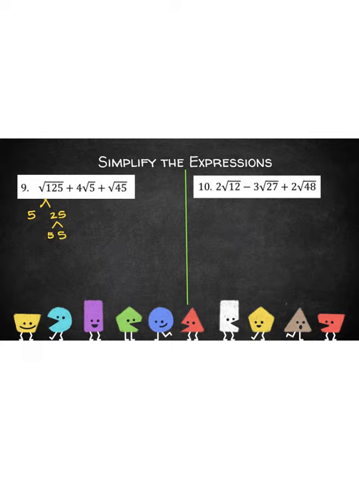Okay, so my pair is going to come out front. So I have a pair of 5s right here. So this is going to be 5 square root, and then I have that leftover 5 plus 4 square root 5. So this one's going to stay the same. We don't have to simplify that at all.